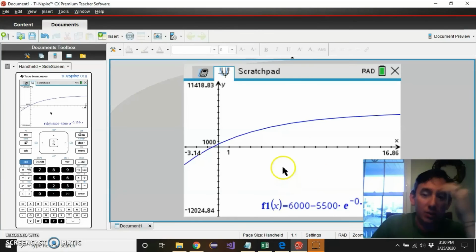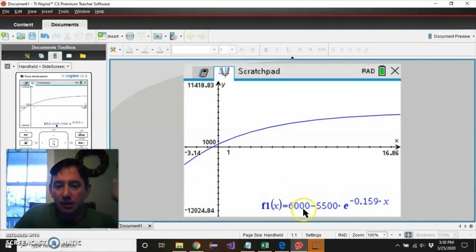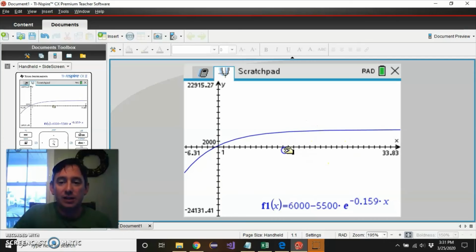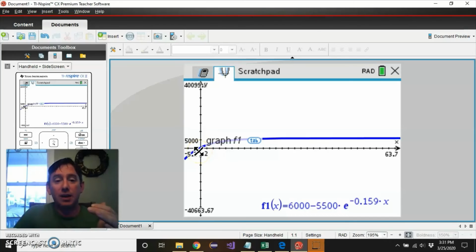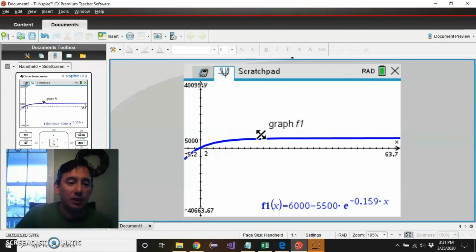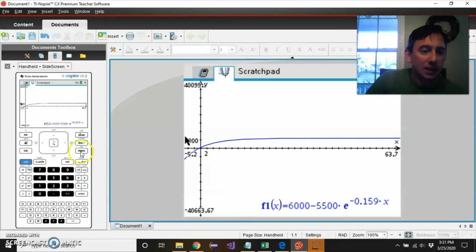So here's your function, and let me get my face out of the way. 6,000 minus 5,500 e to some junk. Okay. So the limiting value is just this idea that clearly your population is increasing over time, and then you see it level out. So the limiting value is, oh no, sorry, I'm going to turn myself up here now.